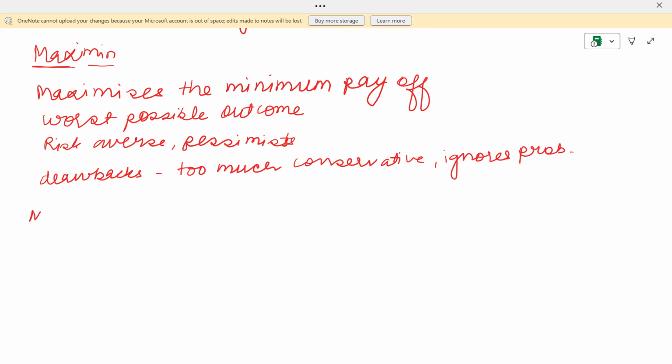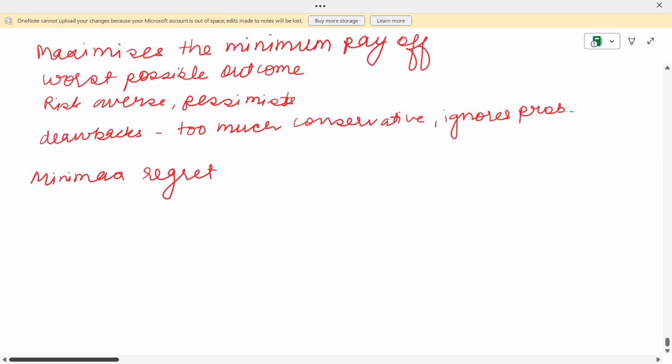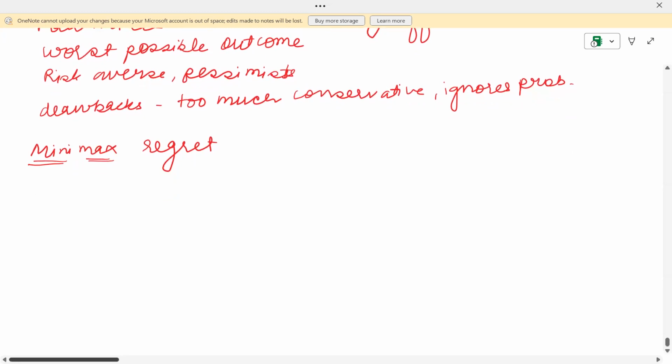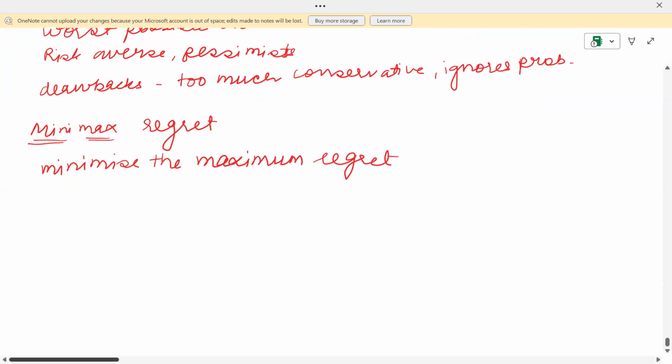Now let's talk about the last decision rule. This is the minimax regret rule. As the name suggests, it's minimax. So out of the maximum regret, you are minimizing the regret. So this will minimize the maximum regret, right? So this is useful for people who are risk averse.